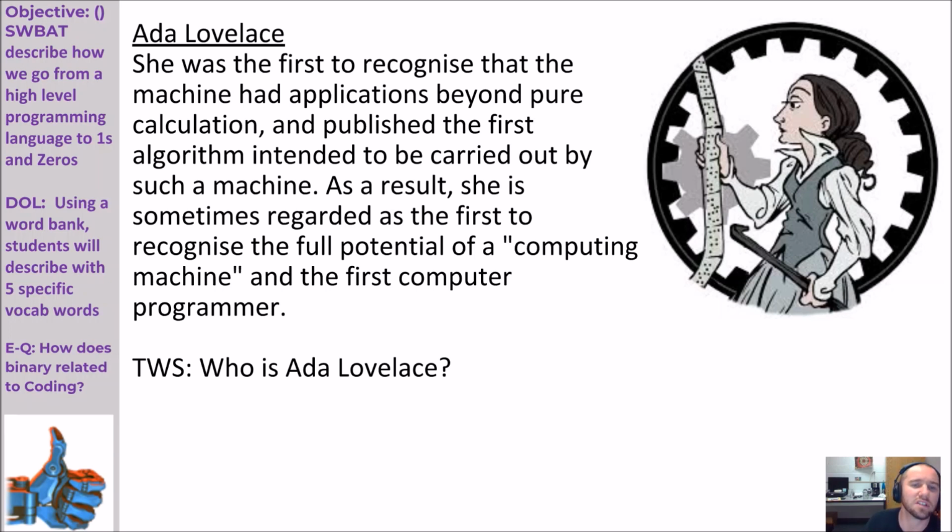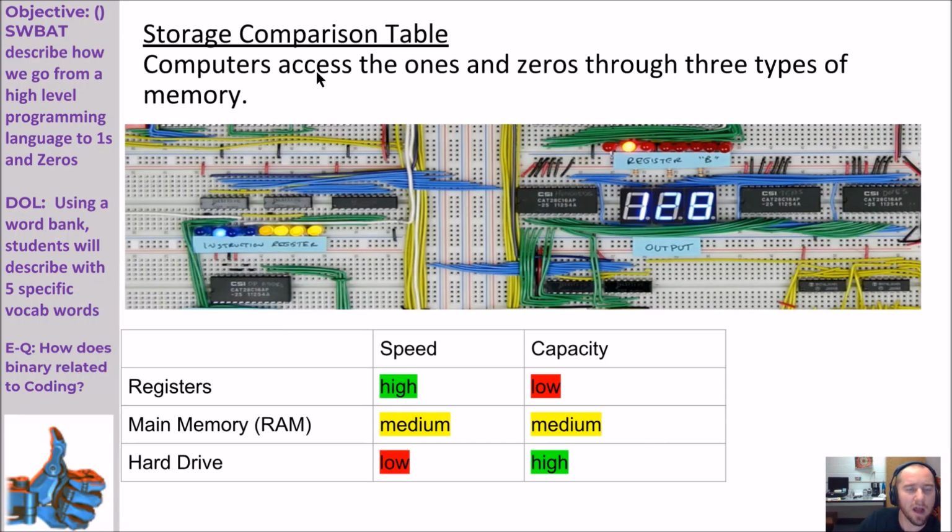We don't need to build these giant machines to just do calculation. We could do other things. She published the first algorithm intended to be carried out by such a machine, and as a result, she is sometimes regarded as the world's first programmer. So let's talk a little bit about memory and how that relates to programming.